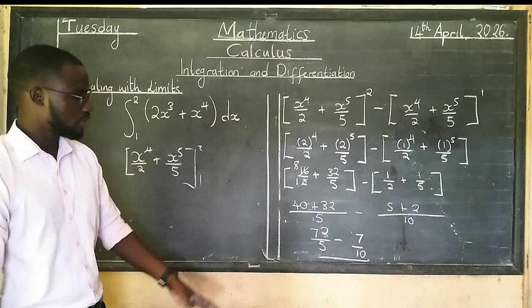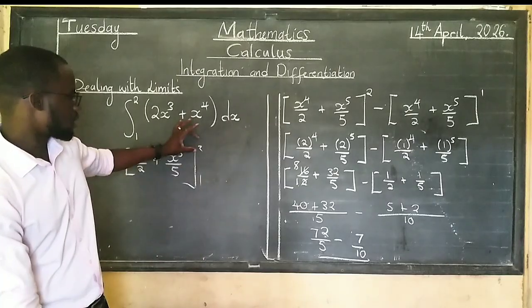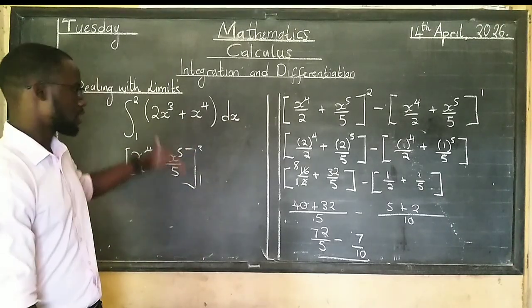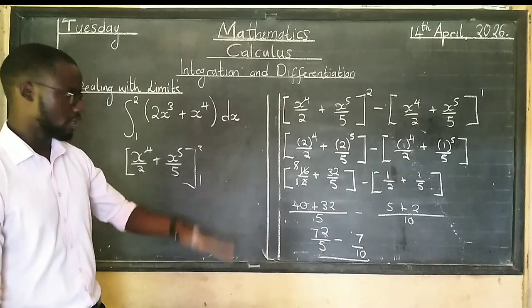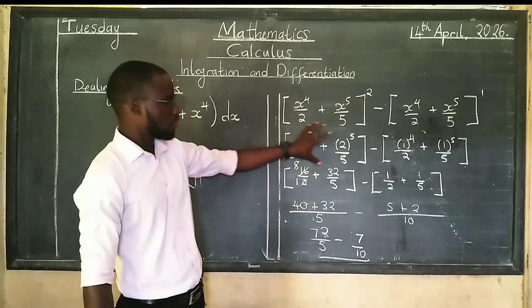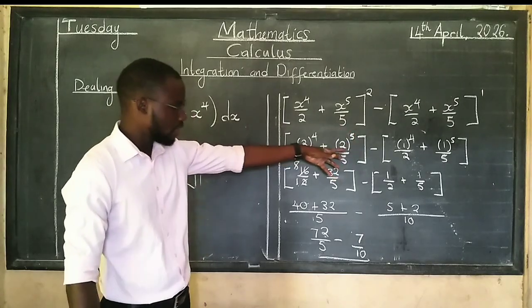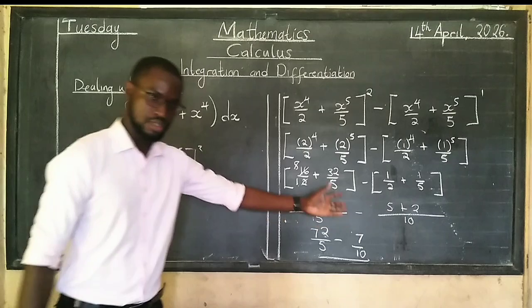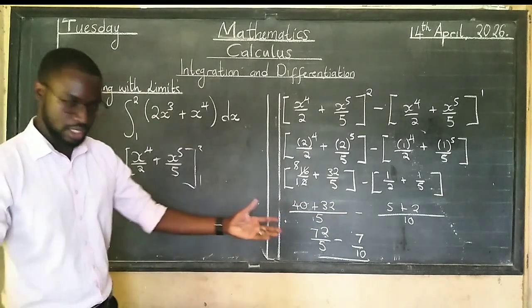So the idea with limits is that you just get these numbers, you substitute them into the final answer, the one that you have integrated. After integrating, then you put in those numbers, substitute them in, and then you can work out the final answer. From here, you can solve it. It's very easy. Or maybe let's just do it together.